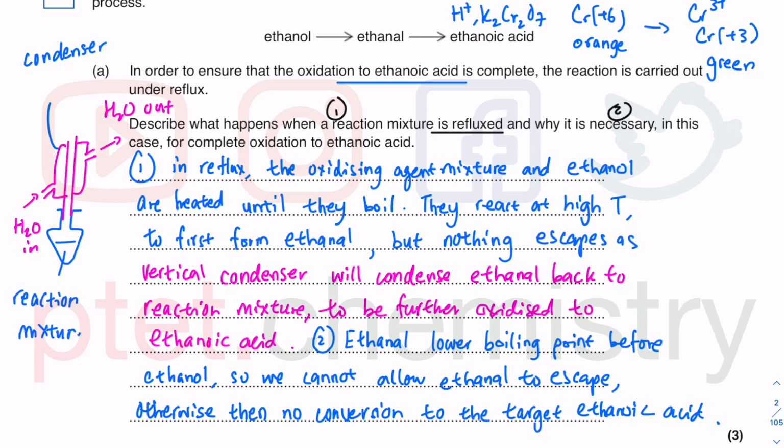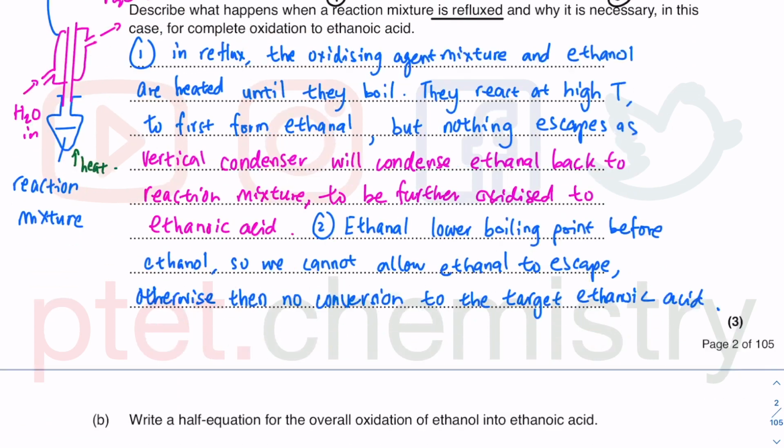But of course, we really need to heat, so that is your heat there. I'm sorry that my diagram is not as nice as it should be, but you get the idea there. We do need to heat. Anyway, so that's basically the complete oxidation to the ethanoic acid.